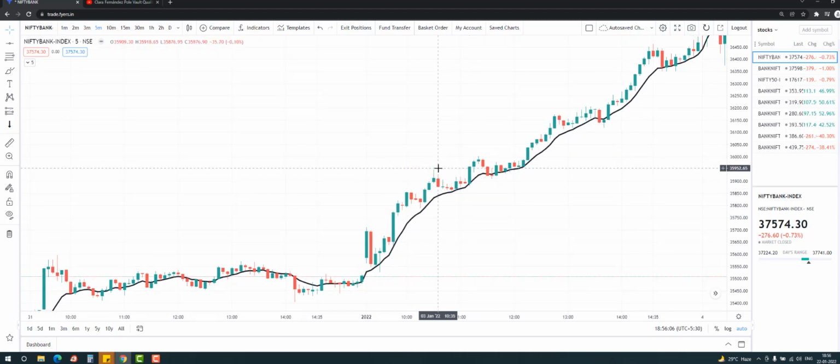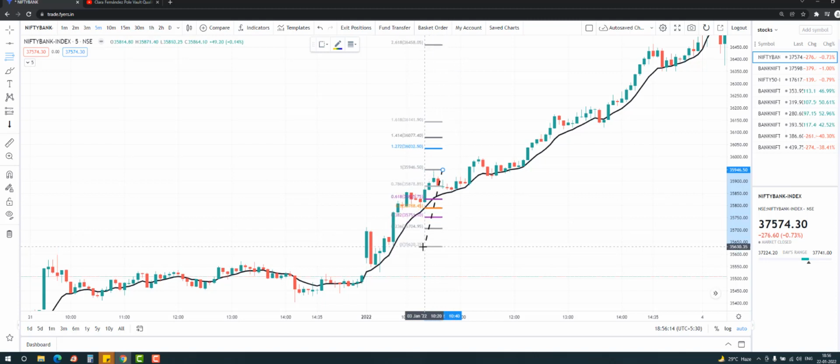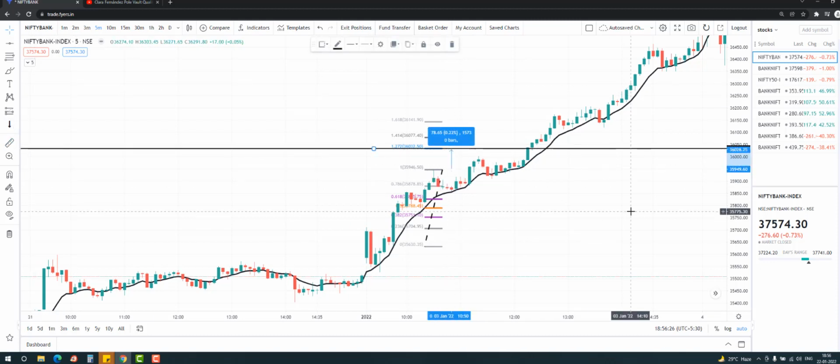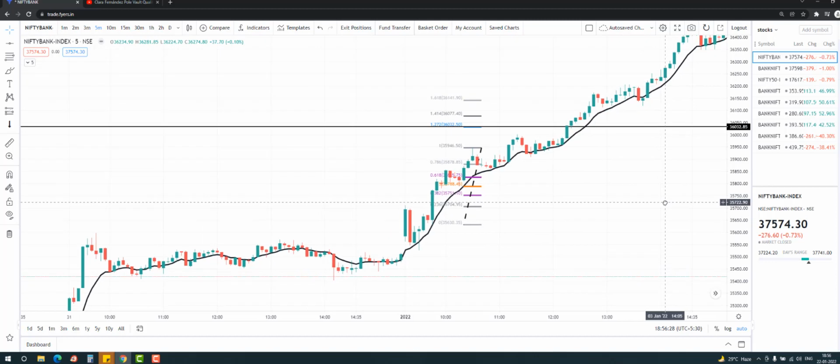You take the entry above this level, and your next is your fib level. Mark your fib level above this level and below the swing low. This is your immediate swing low, you take an exit here. That's wonderful. This is your take profit level. How much you want? You want to know the point here? 78 points. Believe me, 78 points.